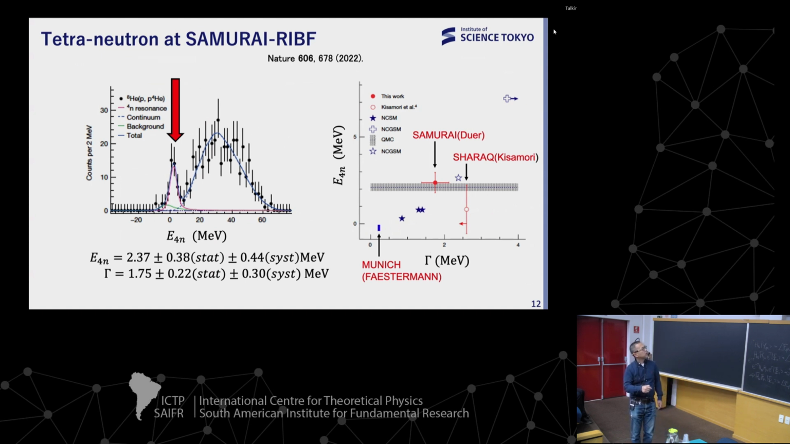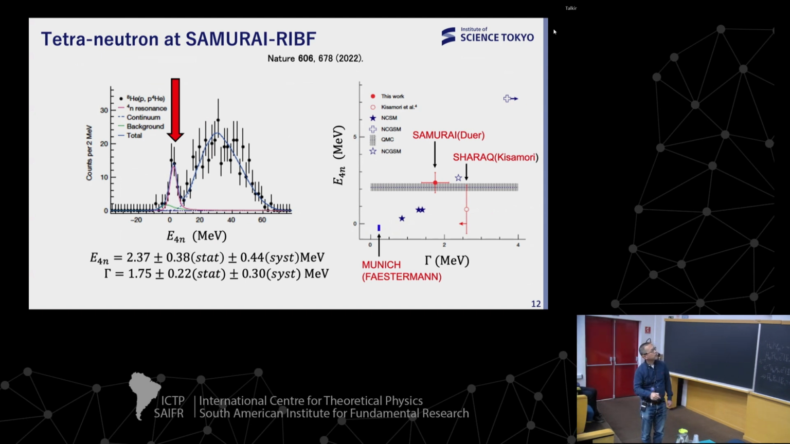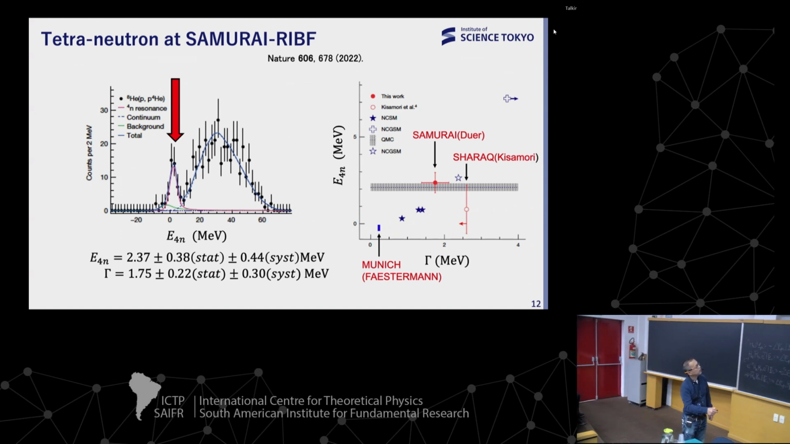This is the summary of what we observed from different experiments. This is the 4 neutron energy, this is the width, and this is 0, the threshold energy. And this is the quantum Monte Carlo calculation. The experimental value for Duer et al. is here. And this is the double charge exchange reaction, Kisamori et al. is here. And the Munich group is here. Actually, they claim it's bound. And the other calculations are also shown.